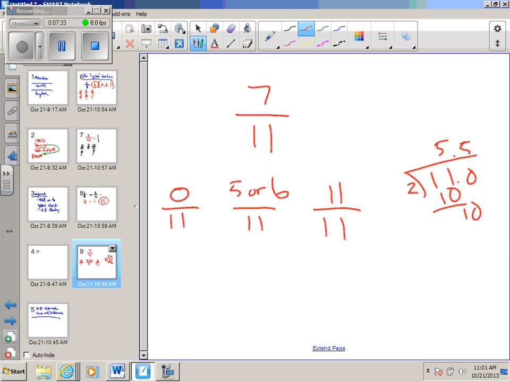5 or 6. Now you could use the 5.5 if you wanted to, just for a reference. Just understand that that's halfway. Where would we put that 7? Definitely not closest to 0. 5 or 6 or 11? Yeah, because it's only 1 away from the 6, right? So I would be comfortable with half for that one.